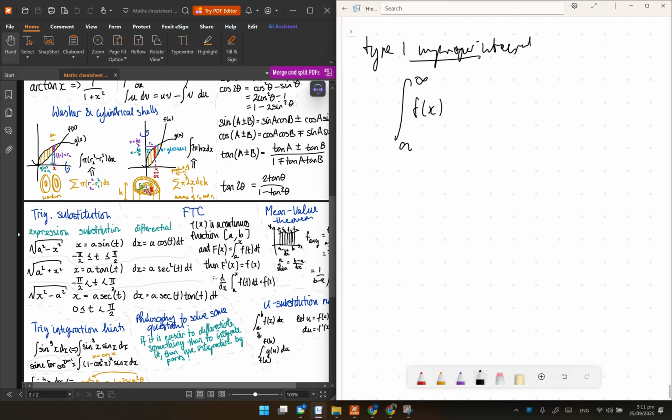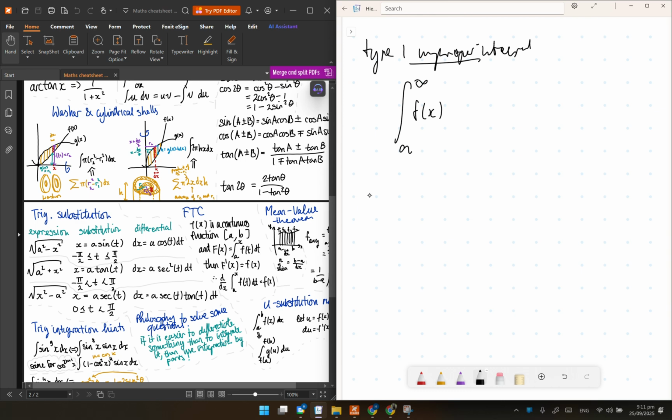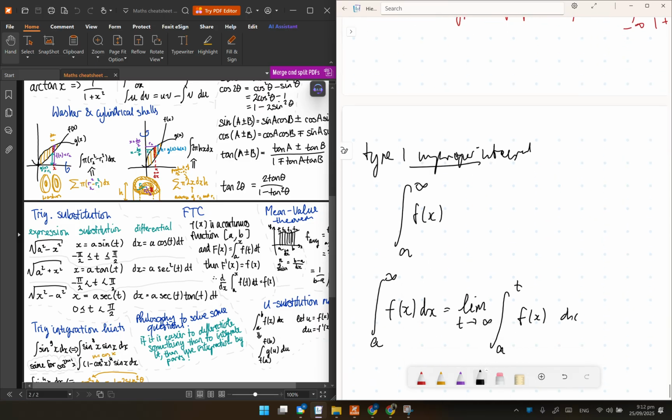And the way we express it is, let's say the integral from a to infinity, because infinity is not a real thing, right? So mathematically, we want to say that this, dx first, is equal to the limit, and let's use another variable, let's say t, as t goes to infinity, of the integral from a to t of f(x) dx. Does this make sense? So as t approaches infinity, what is the integral? That is the way we find an improper integral.